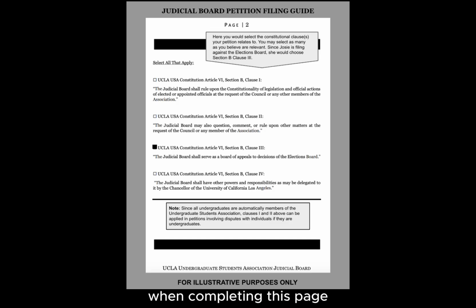When completing this page, you may select all that apply to your situation. In our case, with Josie Bruin, she would check off UCLA USA Constitution Article 6, Section B, Clause 3.